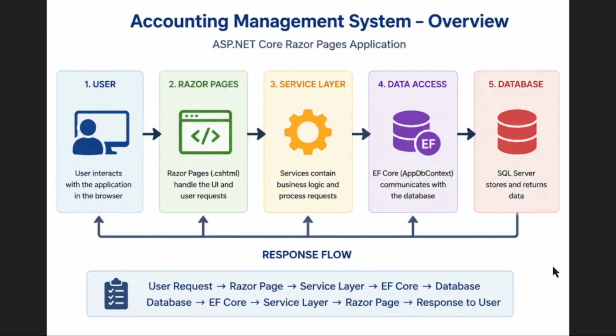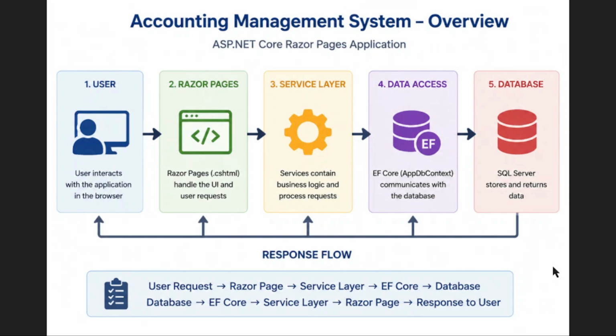This diagram shows the complete request-response flow of our ASP.NET Core Razor Pages accounting management system. The flow starts from the user who interacts with the application through the browser. When the user opens a page or submits a form, the request goes to Razor Pages, which is responsible for handling user interface and page interactions. From Razor Pages, the request moves to the service layer.